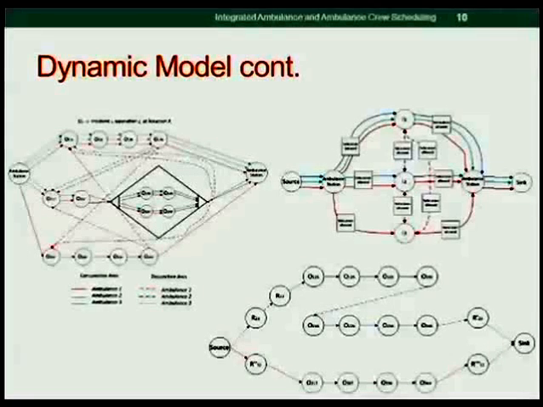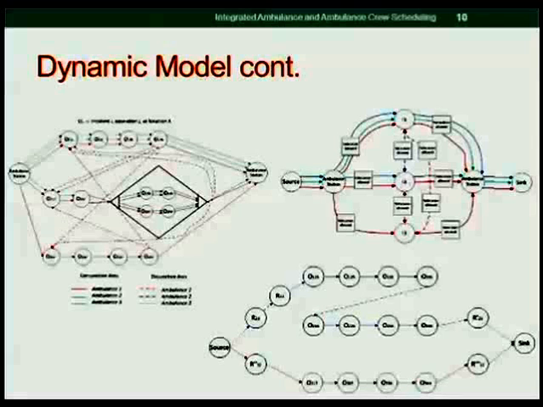These diagrams actually show some of the disjunctive arcs. So if you don't like them, that's okay. They are a bit more technical. Each of the solid lines represents a strict precedence that must occur.